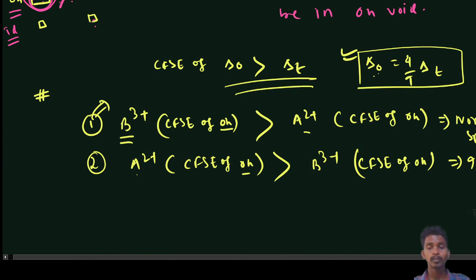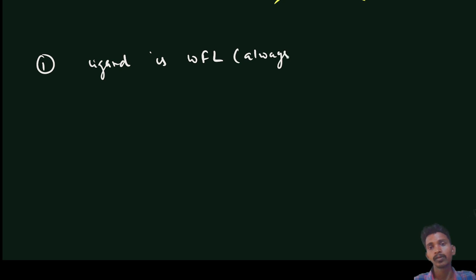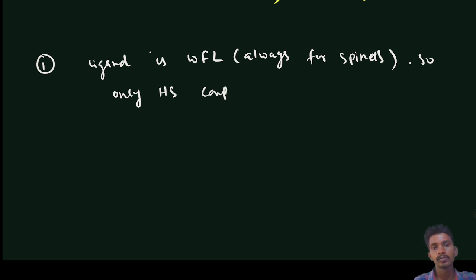Okay, so we will understand more if we discuss the examples. Before going to examples, let me give some points. Since the ligand here is a weak field ligand, that is always the case for spinels, so only high spin complexes.